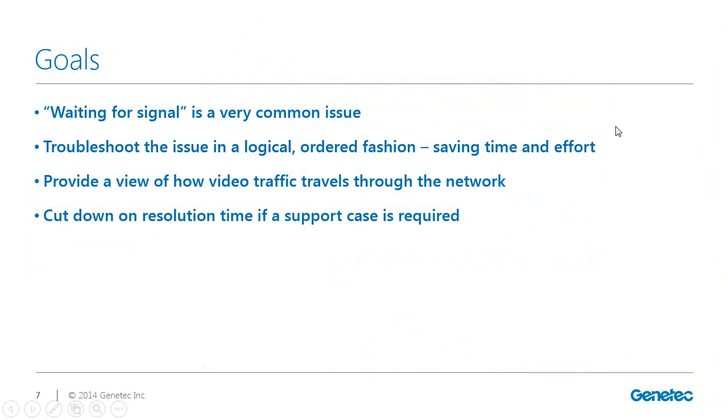Now before we get into the troubleshooting steps and other information, I'd just like to touch on what we're trying to achieve with the webinar today. Without a doubt, a waiting for signal issue is one of the most common problems we encounter in the field. We've got better tools to deal with it now, such as the in-tile diagnosis, but troubleshooting the problem in a logical, ordered fashion greatly helps save time and effort. We also want to give you a good idea of how video travels over the network, so you can get an idea where the trouble spot may be happening.